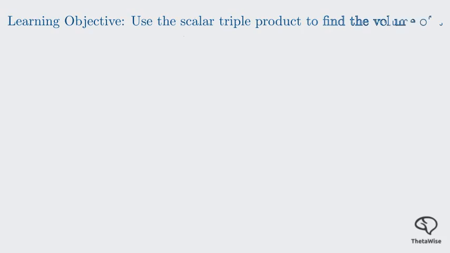Our final learning objective is to apply the scalar triple product to find the volume of a three-dimensional solid. This solid is a parallelepiped. A parallelepiped is a three-dimensional figure formed by 6 parallelograms. It's essentially a tilted box.